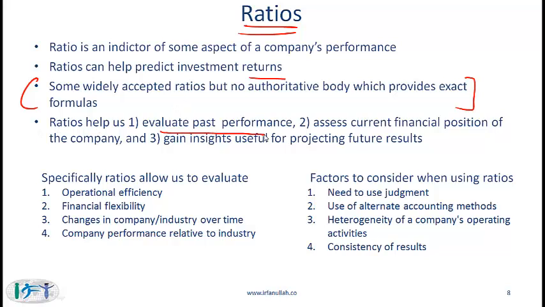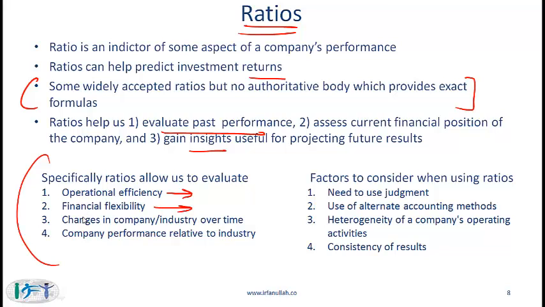Ratios help us evaluate past performance. Ratios help us assess the current financial position of a company, and ratios help us gain insight which will be useful in projecting future results. Specifically, ratios allow us to evaluate the operational efficiency of a company, and we are going to look at ratios called activity ratios that allow us to do this. In other words, we can see how efficiently a company is using its assets, how efficient a company is at collecting receivables, and so on.